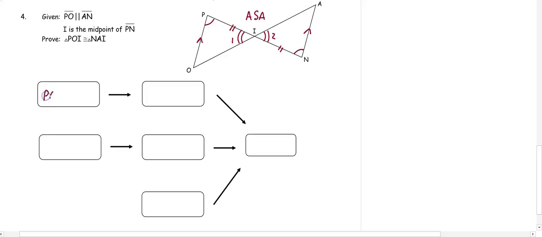So I'm going to start with my given. PO is parallel to AN. Given. So I can say that angle P is congruent to angle N because if lines are parallel, then alternate interior angles are congruent.